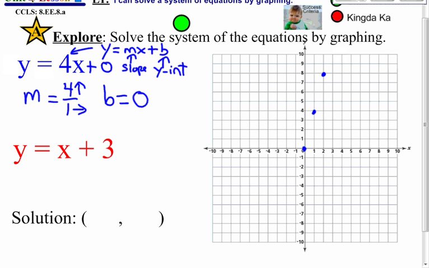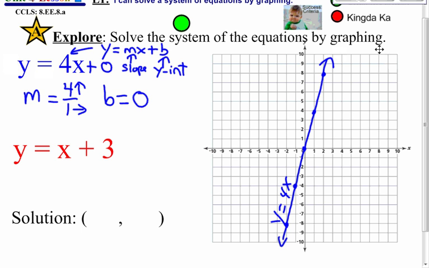To continue the pattern, I need some points down below. 1, 2, 3, 4 down and to the left, and 1. So you're doing the opposite. Once I have those points, I'm just going to connect them, draw my line and put my arrows on. And I'm going to label the line y equals 4x.